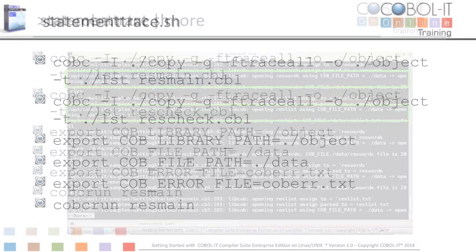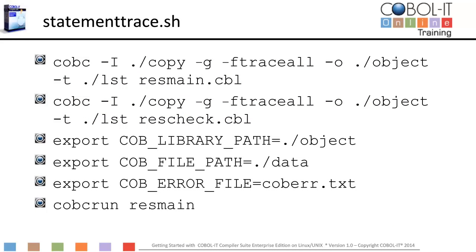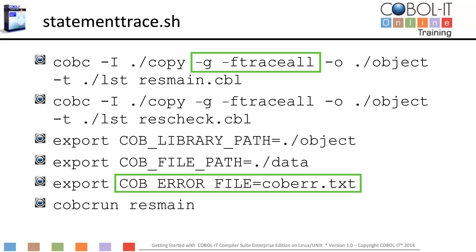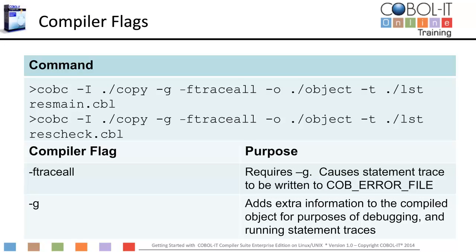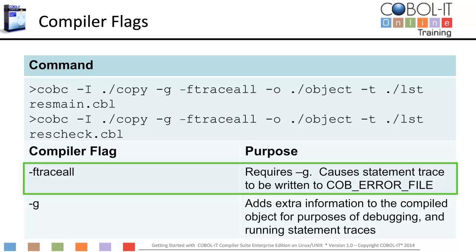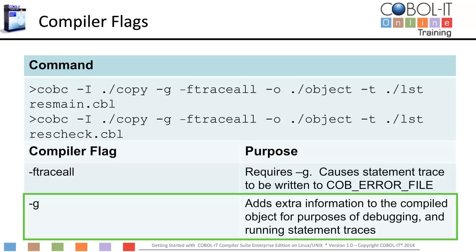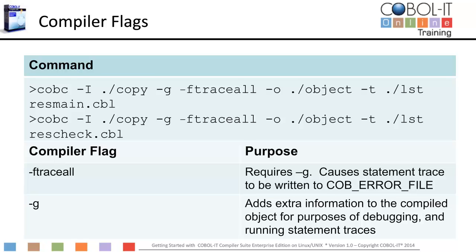The statement trace shell script. The statement trace shell script allows us to generate a statement trace by using the G and F trace all compiler flags, and the COBOL file environment variable. Let's look at these compiler flags more closely. The ftrace all compiler flag requires the G compiler flag. The G compiler flag adds extra information to the compiled object for purposes of debugging and running statement traces. The ftrace all compiler flag causes a statement trace to be written to COBOL file.